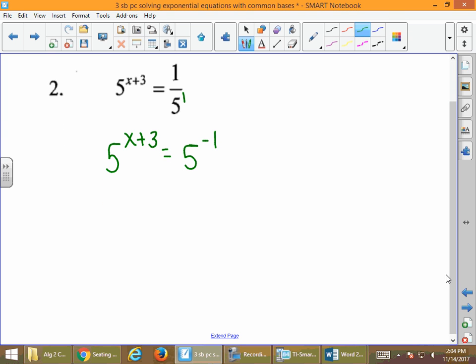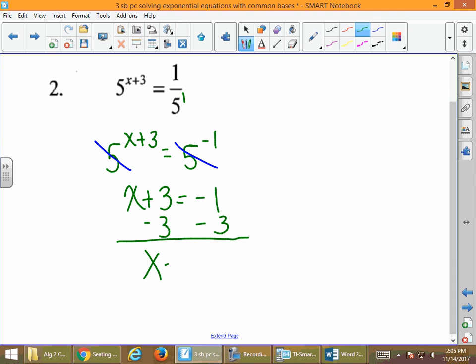But once we've found common bases, we see that we have a 5 on the left and a 5 on the right. Those are already the same. So what we need to work with here are the exponents, which are x plus 3 equals negative 1. Well, we subtract 3 from both sides, and we come up with x equals negative 4.